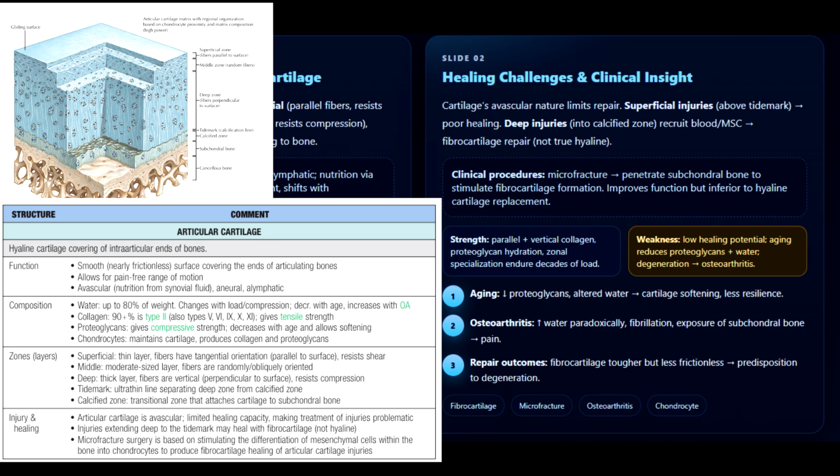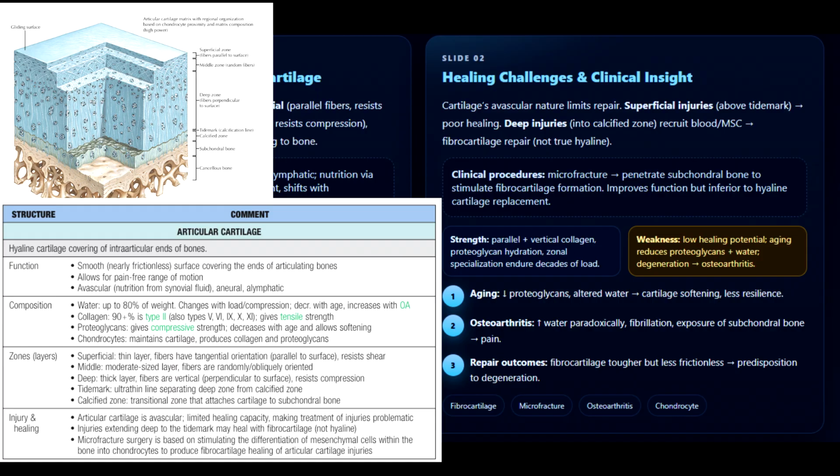Proteoglycans interwoven within this collagen network are the molecules responsible for compressive strength because they attract and retain water. However, their concentration decreases with age, which explains why cartilage becomes less resilient over time. Chondrocytes, the only resident cells, maintain this delicate balance by producing collagen and proteoglycans, sustaining the extracellular matrix.